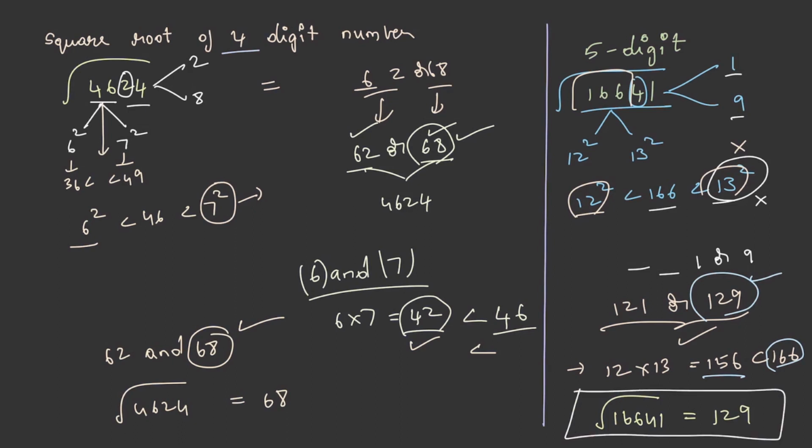This is the answer. You might have a doubt. What if the achieved number is greater than the given number? Then you have to take the lesser value among the two. This is how you find out the square root of 5-digit number and 4-digit number respectively. Hope you have understood the concept.